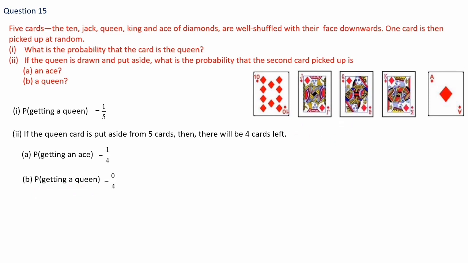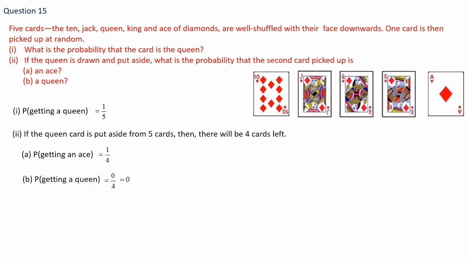So the probability is 0 by the total number of outcomes, 4. Favorable outcome is 0 because no queen is available, because you have taken it away. There are only 4 cards but the queen is not there. So 0 divided by the total number of outcomes 4 is equal to 0. Or simply, directly you can write the probability as 0 because the queen is not there, so it is considered an impossible event.